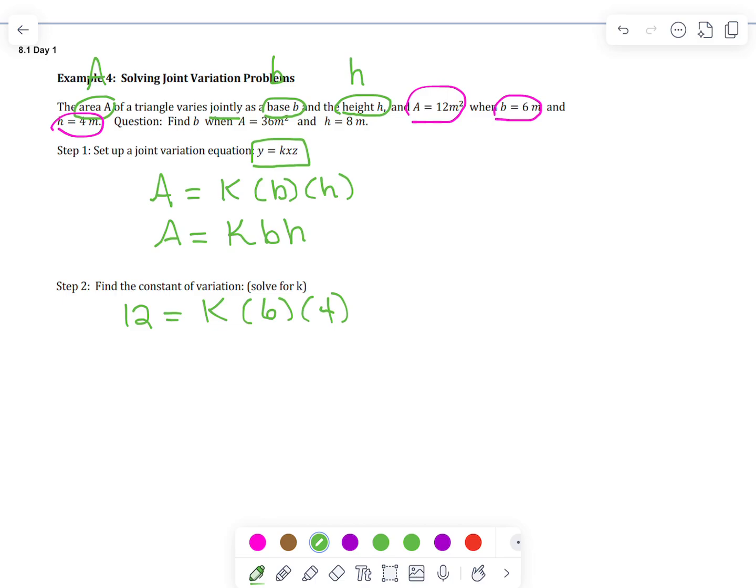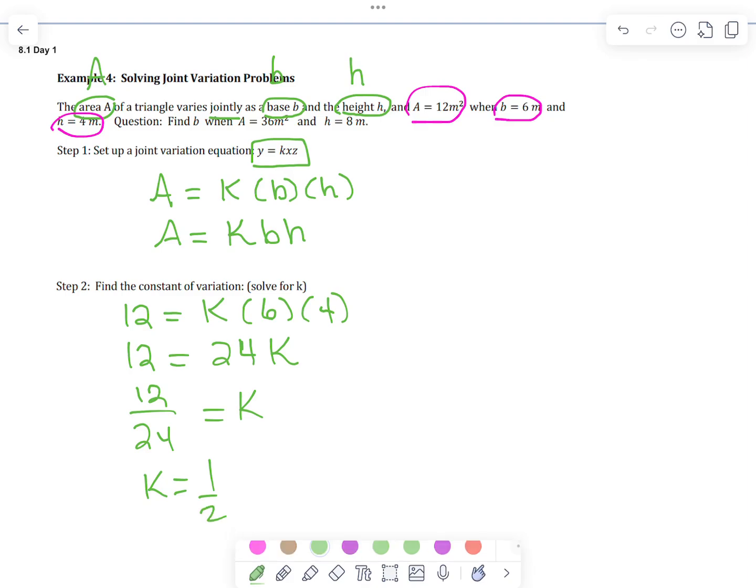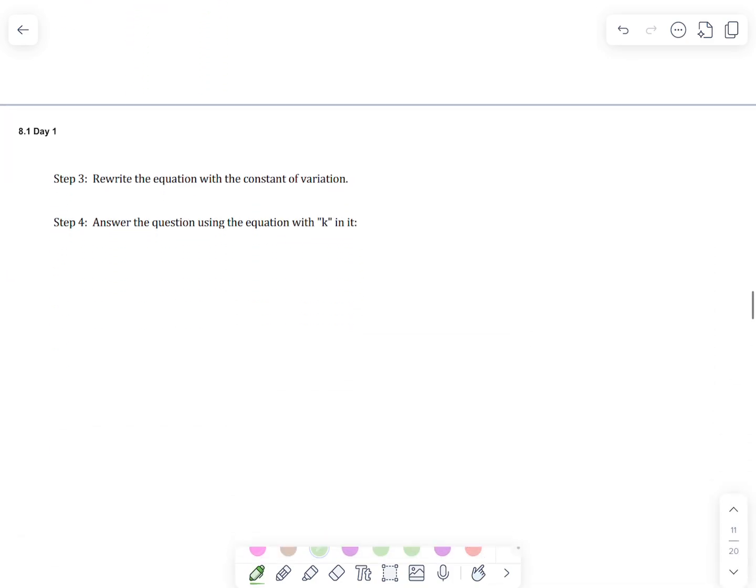Now we're going to go ahead and solve for K. So I'm going to go ahead and just multiply the 6 times 4, which is 24K. And then we're going to divide both sides by 24. So 12 divided by 24 is K. So K equals 1/2. Step 3 is to write the equation in it. So area is 1/2 base times height.